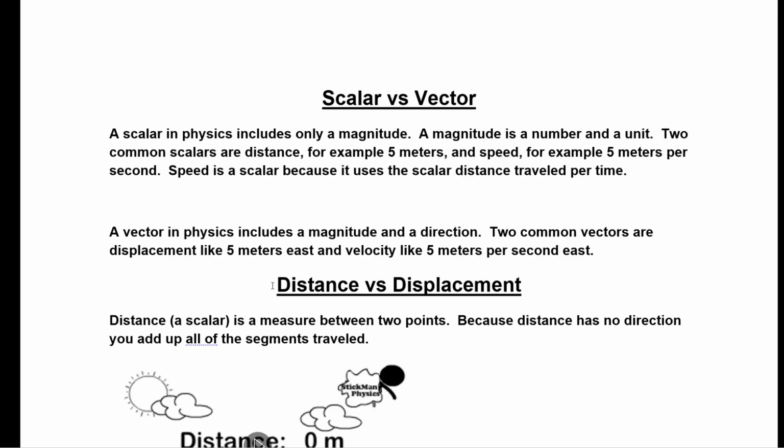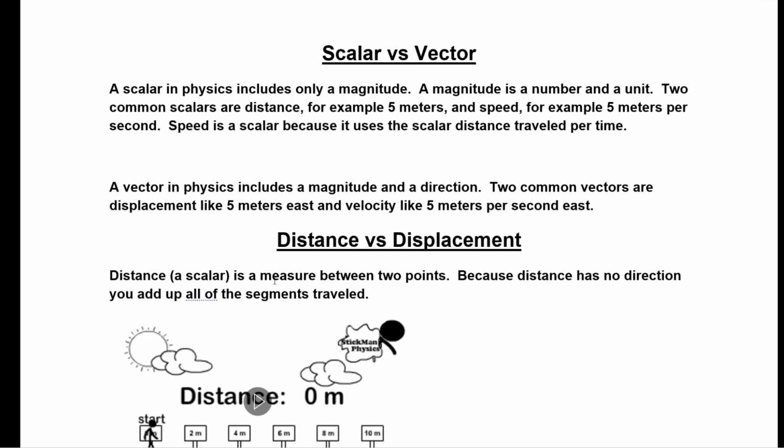So a vector in physics has a magnitude and direction. If you'll remember from Despicable Me, you've got Vector the villain. He's committing crime with both direction and magnitude. So 2 common vectors are displacement, 5 meters east, and velocity, 5 meters per second east. Notice we use the same magnitudes from above, but we added a direction to those things and they're vectors.